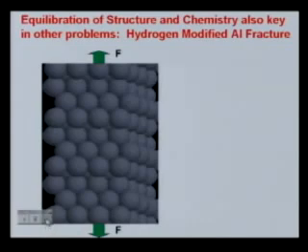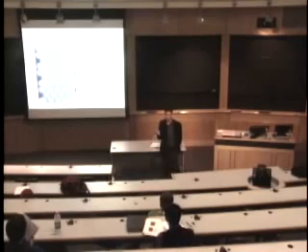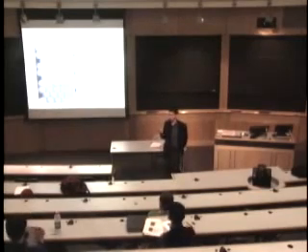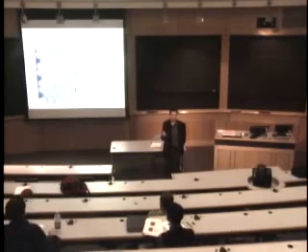Let me show you one more quickly before I continue the theory. And the reason I want to show you this is because it's sort of a little different. This is a structural problem from hydrogen-modified aluminum fracture. The problem there is that impurity embrittlement in metals is a big issue. There are a lot of metals whose ductile behavior becomes very poor when impurities are present. And hydrogen embrittlement in particular is a bad one.